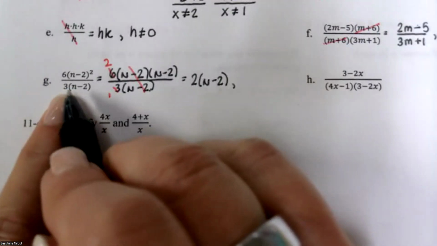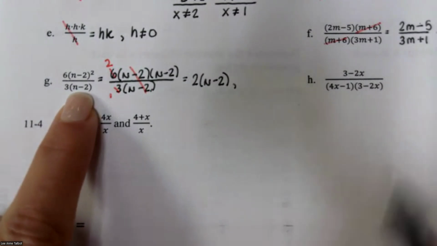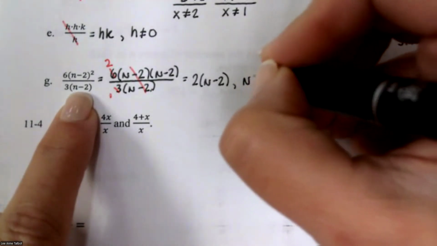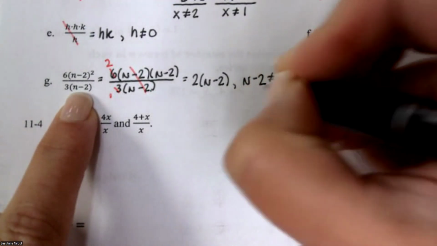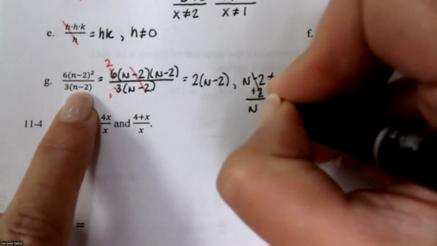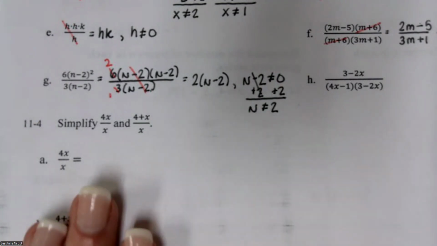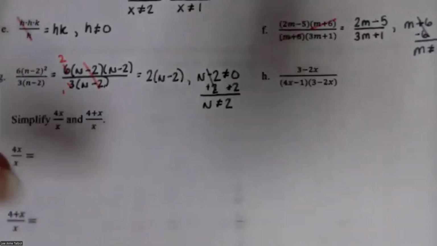Okay, now let's look at the original problem at the bottom. We don't have to worry about the 3. That's a constant. We only have to worry about the n minus 2. Okay, that's problem number 3.